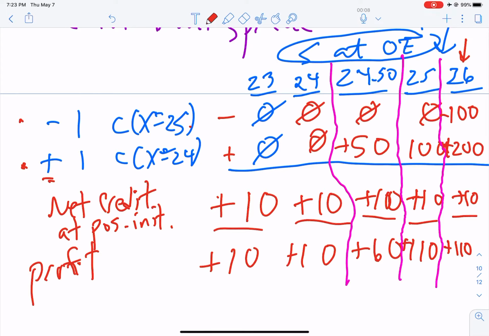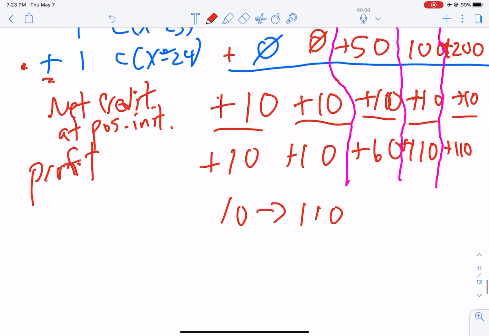Oh, so even if the stock price at OE was $100 a share, we would still have a $110 profit. And even if the stock price at OE was zero, that way down here is zero, we'd still have a $10 profit. So our profits are running between $10 and $110 no matter what. No matter what stock price is at option expiration, our profits are positive, running from $10 to $110.